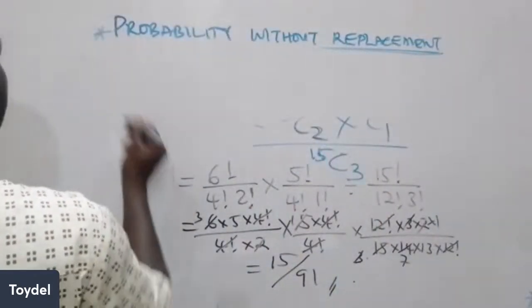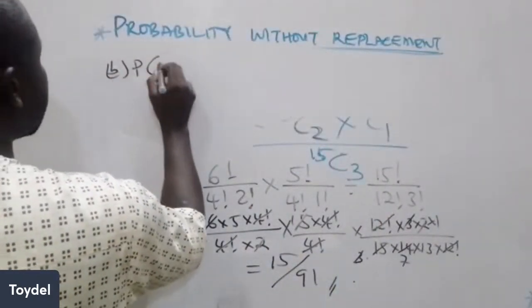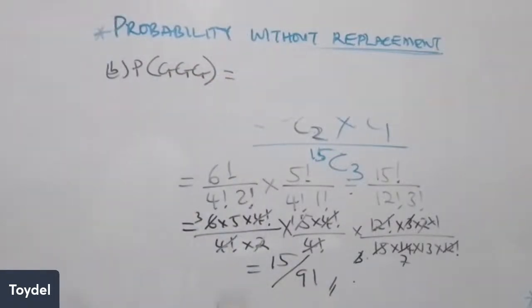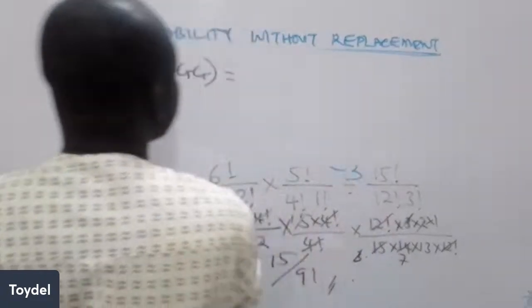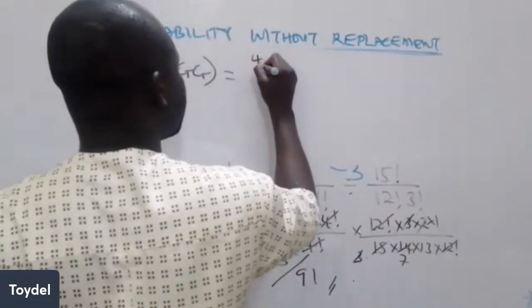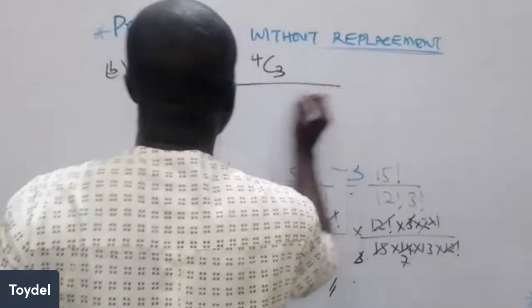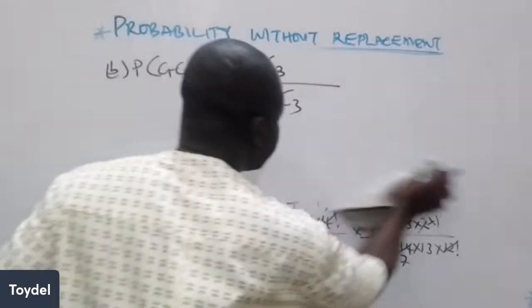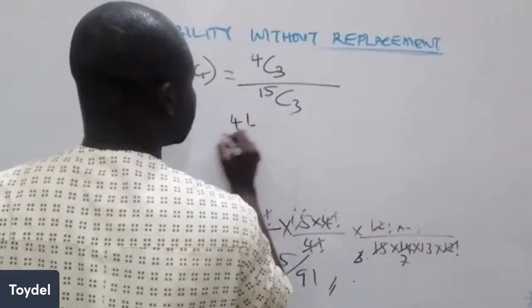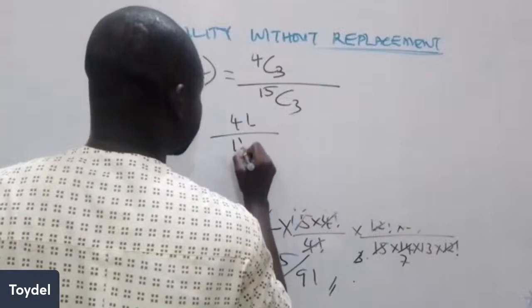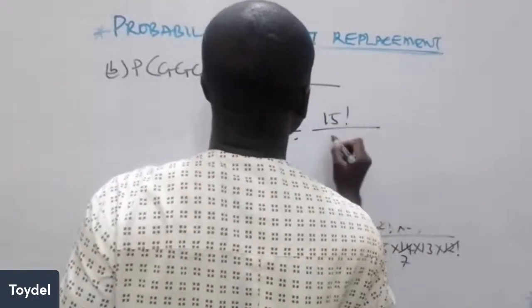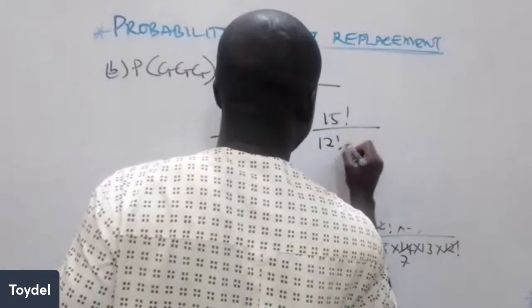We go ahead and solve the second one, where we have the probability that all the 3 balls are green. So what would that give us? When all the 3 balls are green, what is the implication? If you want to use this approach, how many green balls do we have? 4. So 4 combination 3 divided by, we are taking the 3 from 15 combination 3. That's what you're going to get. And if you do that correctly, I'm going to have 4 factorial all over 4 minus 3, that is 1 factorial, 3 factorial, divided by 15 factorial all over 15 minus 3, that's 12 factorial, 3 factorial.